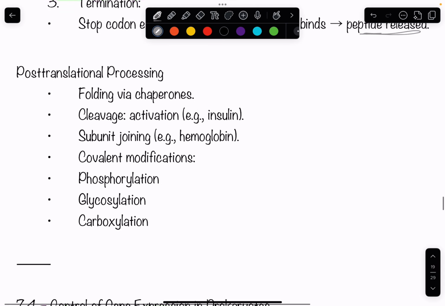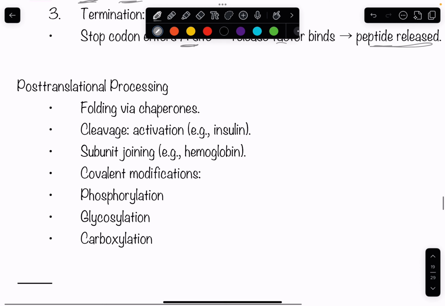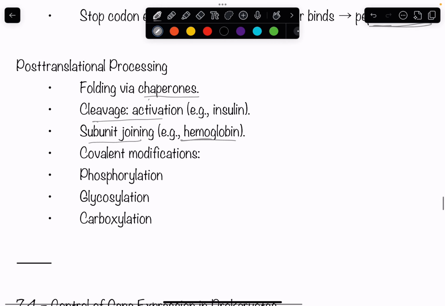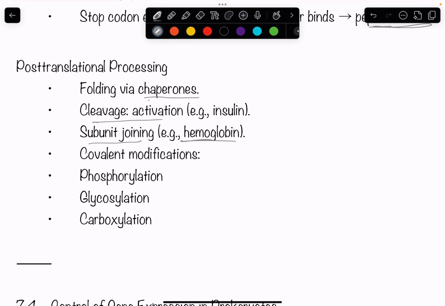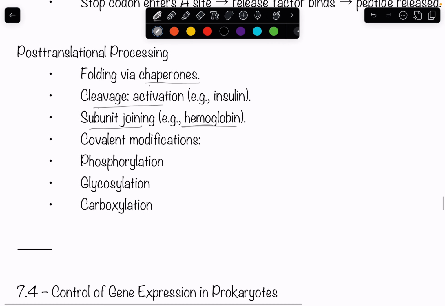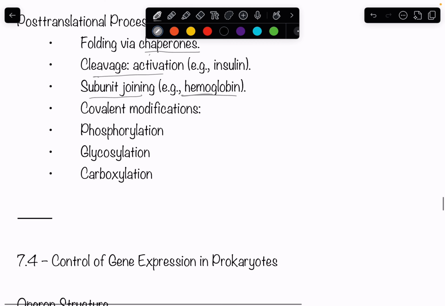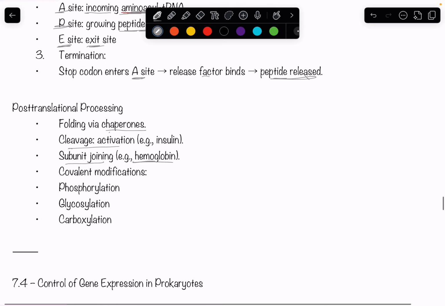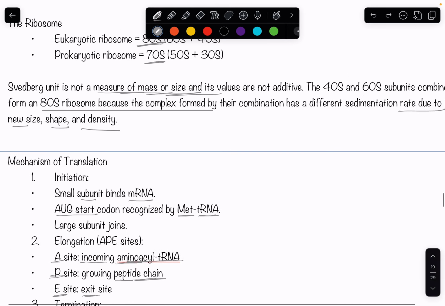So some post-translational modifications are folding by your chaperones, cleavage, subunit binding. If you think about hemoglobin, that's a pretty big one. Covalent modifications: phosphorylation, glycosylation, and then carboxylation. Okay, so that's about all you need to know.